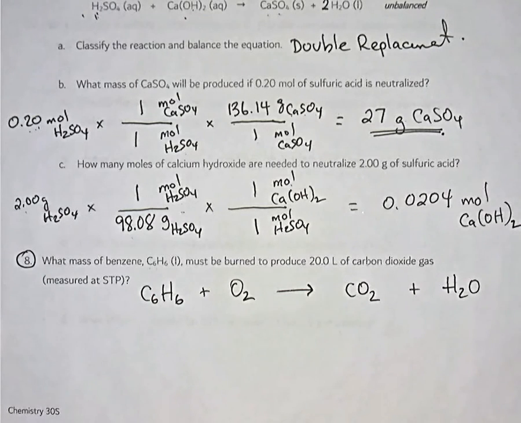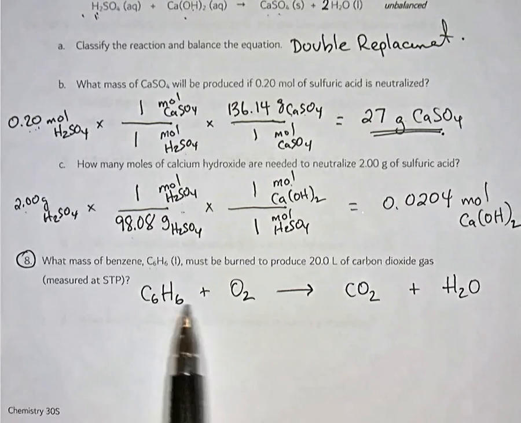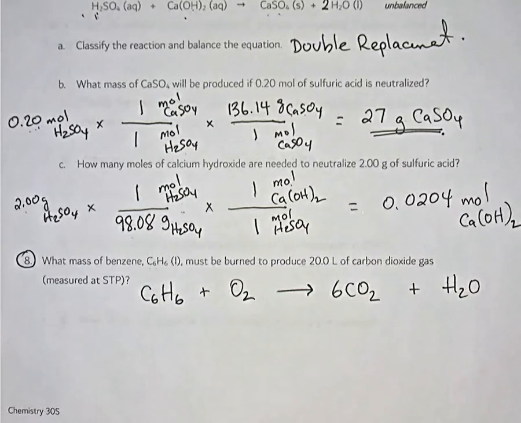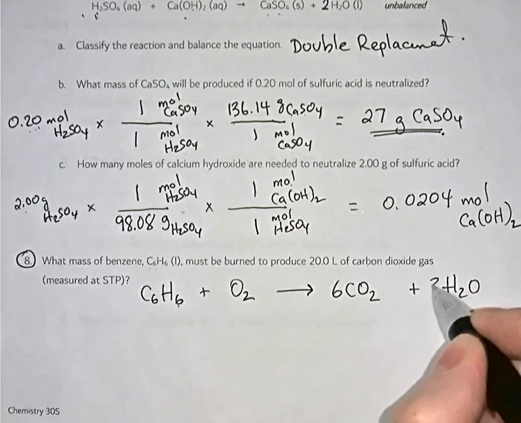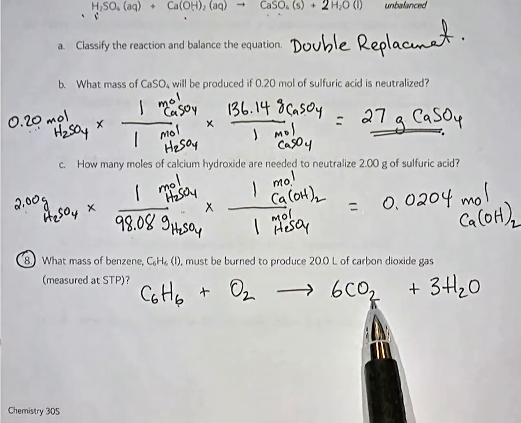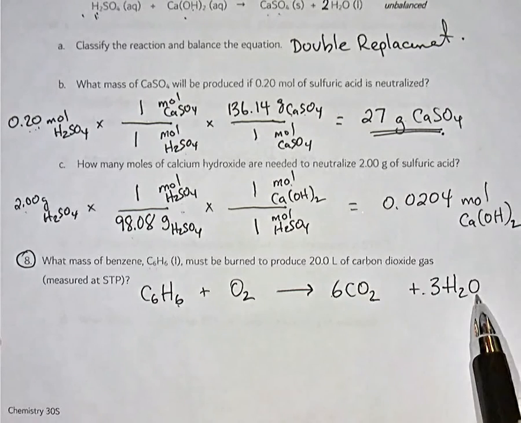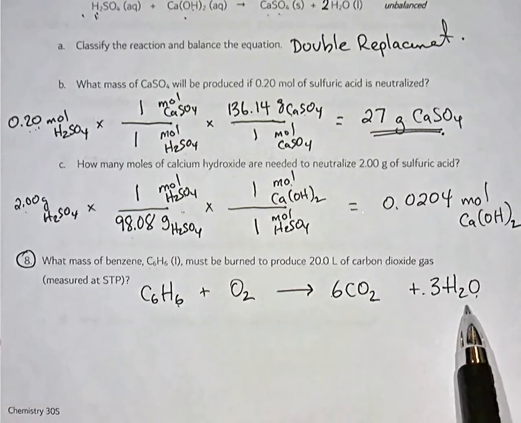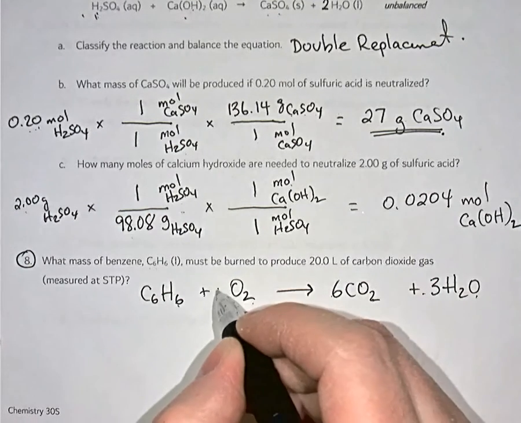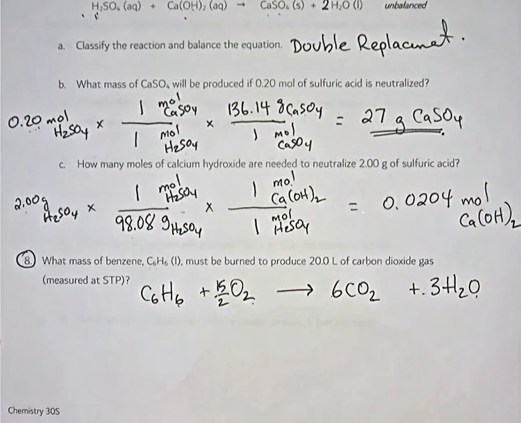So now we just need to balance this equation. When you're balancing the hydrocarbon combustion, it's a good thing to go in the order of the carbons and then the hydrogens and then the oxygens. So we have 6 carbons, we'll put a 6 in front of CO2. We have 6 hydrogens, we'll put a 3 in front of the water. And now for the oxygens, 6 times 2 is 12, plus 3, we have 15 O's over here. So what number times 2 would give me 15? Well, I can use a fraction and say 15 over 2. 15 over 2 times 2 is 15.